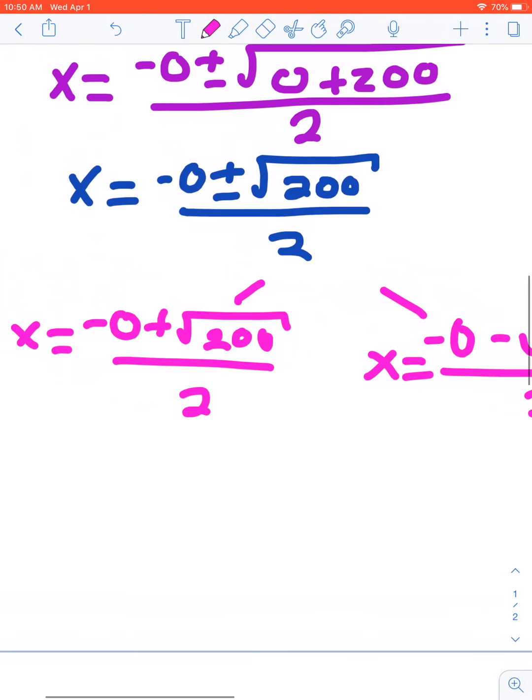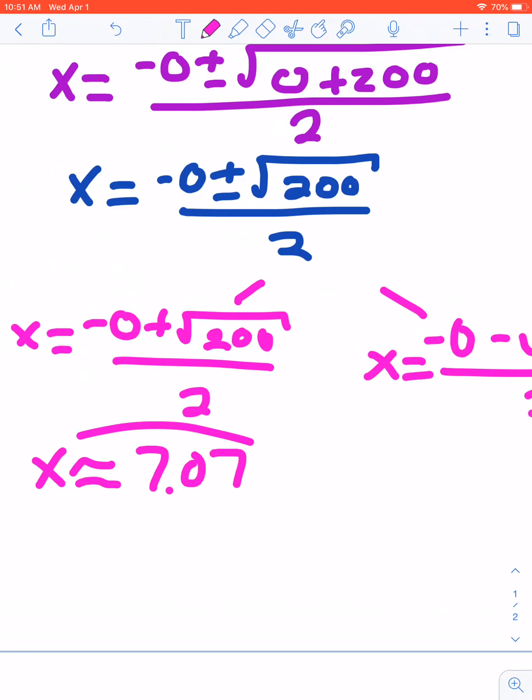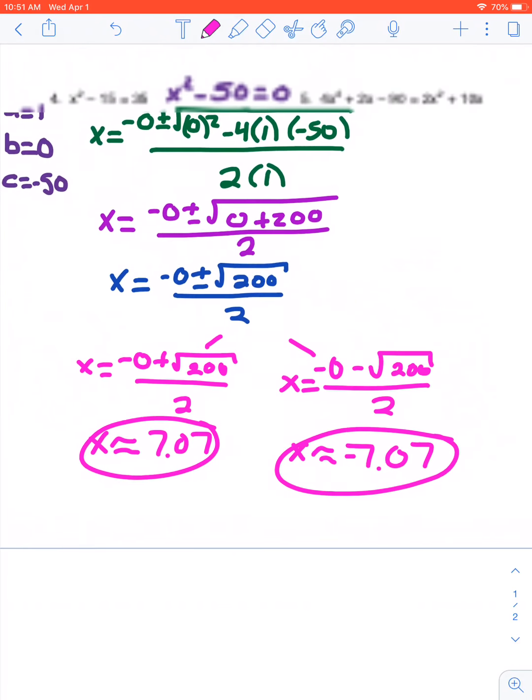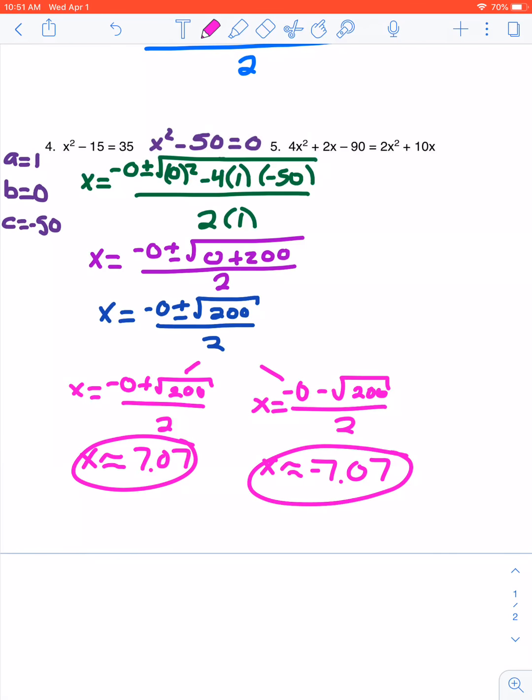I'm going to type that in my calculator. The 0 doesn't really matter, so really it's just the square root of 200 divided by 2. But make sure I do the square root of 200 first and then divide that decimal by 2, because if not, you're going to get a different answer. So x is approximately 7.07. And then this one over here, when I do the same thing, x is approximately negative 7.07. And I'm done. Those would be both of my answers for quadratic formula when a was 1, b is 0, and c is negative 50.